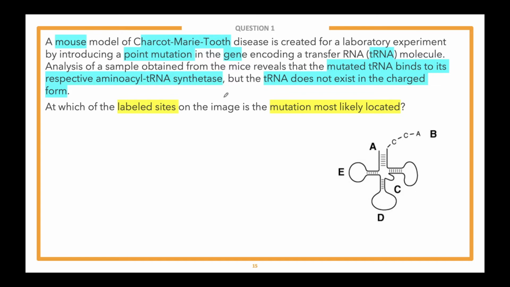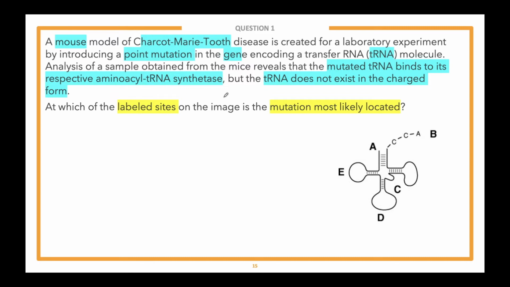So we're going to have to go back to our cell biology and molecular biology and think back to what they're asking, okay? They're asking about a mutated tRNA that is able to bind to the aminoacyl tRNA synthetase, but the tRNA doesn't exist in the charged form, okay? So I think we're going to have to fall back on some of our cell bio and molecular bio knowledge. So how many steps is this question? Well, first, it's asking us on that image which labeled site a mutation is most likely going to be located.